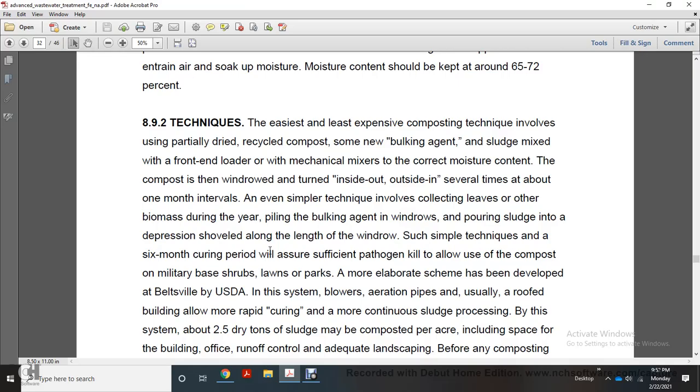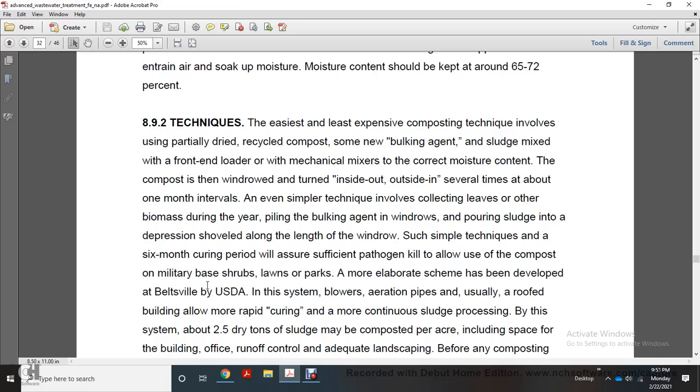Even simpler techniques involved collecting leaves and other biomass during the year, plowing the bulking agent into windrows, pouring sludge into the depression, and shoveling along the length of the windrow. Some simple techniques with a 6-month curing period will assure sufficient pathogen kill to allow use of compost on military space, shrubs, lawns, or parks.